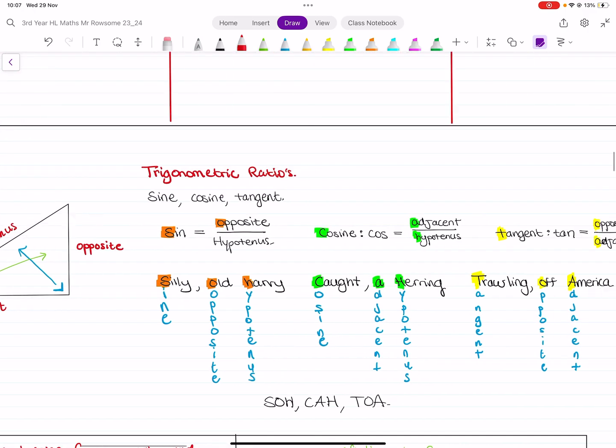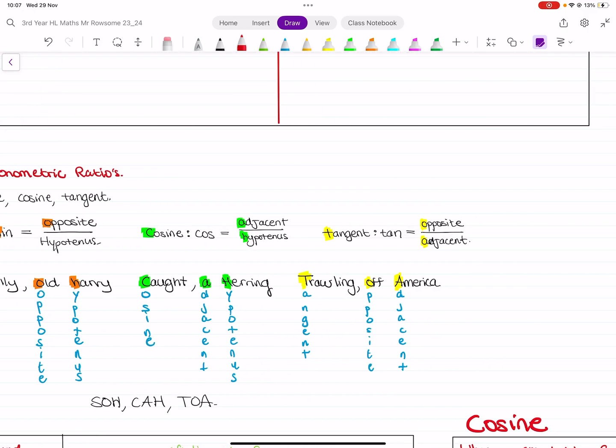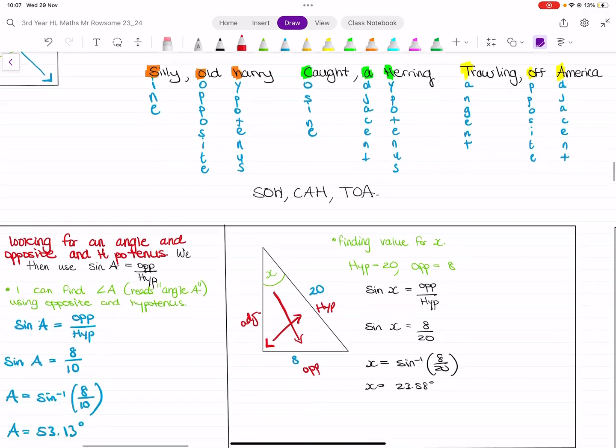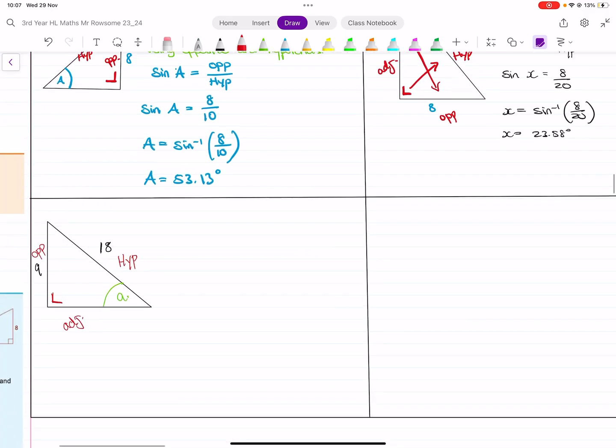Go back up here. Well, I can't use cosine because it has adjacent over hypotenuse, and I can't use tan because it's opposite over adjacent. So it must be sine. We have opposite and hypotenuse, so yes, it's sine. So you go sine of A, so sine of the angle is equal to opposite over hypotenuse. How I remember that would be silly old Harry. Okay, so sine of A, you fill in your values for opposite.